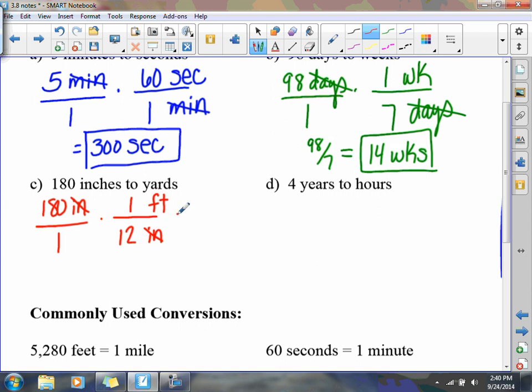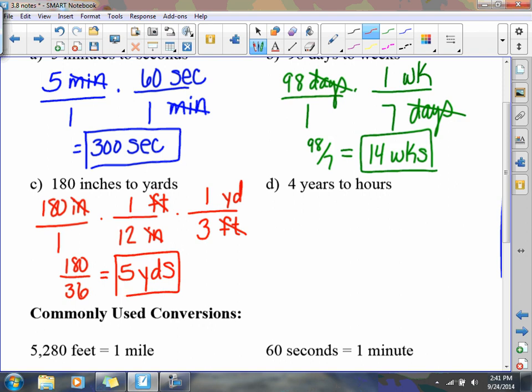But I still have to change the feet to yards. So I want the feet to cancel, so I'm going to put them on the bottom. I want my final answer to be yards, so that needs to go on top. And there are 3 feet in 1 yard. So again, those feet are going to cancel. So now if I multiply all the way across my numerator, I'll have 180. Multiply all the way across my denominator, I'll have 36. And if I divide those out, I'll end up with 5 yards.